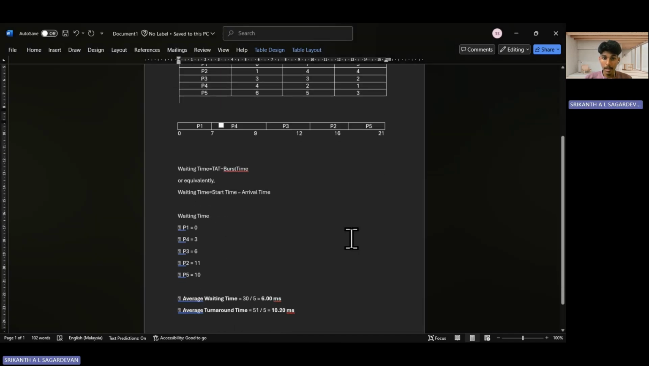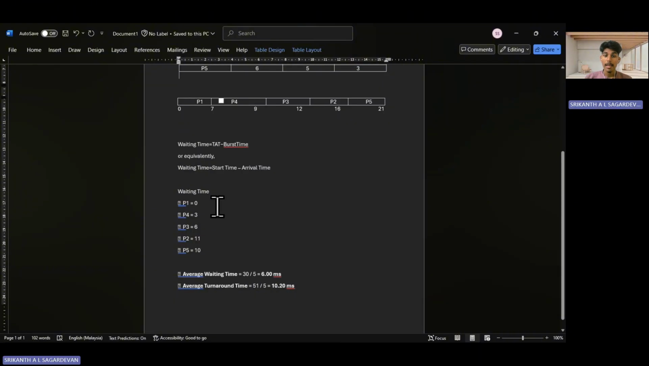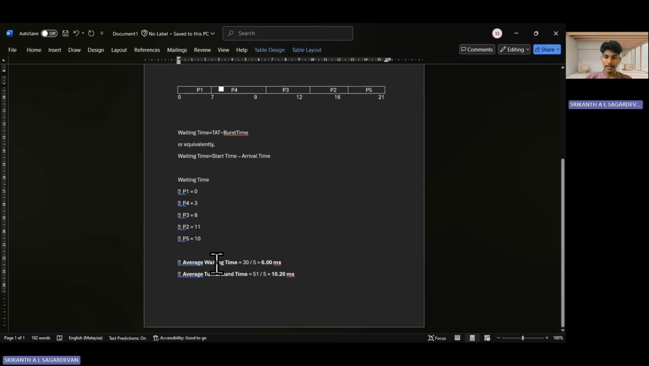Now for the waiting time, we have seen the formula here. Waiting time is the turnaround time minus the burst time, or equivalently the start time minus the arrival time. The waiting time for P1 is 0, P4 is 3, P3 is 6, P2 is 11 and P5 is 10. The average waiting time is 30 divided by 5, which is 6.00 ms.